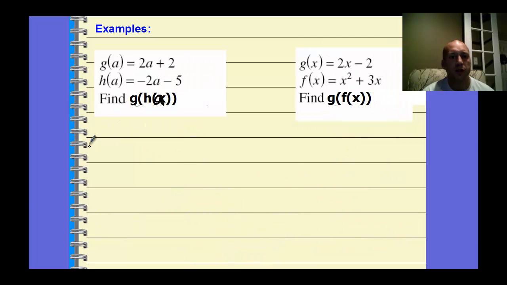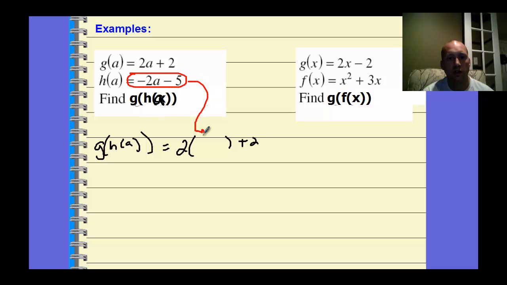So a few more here. So for this one, g of h of a. So when I write the function g of a, which is 2 times a plus 2, and I replace the a value with the h, so that all goes in place of the other a value. So negative 2a minus 5. So I'm replacing a with the other function. Then I have to simplify, so I distribute, and then combine like terms, and find the result.